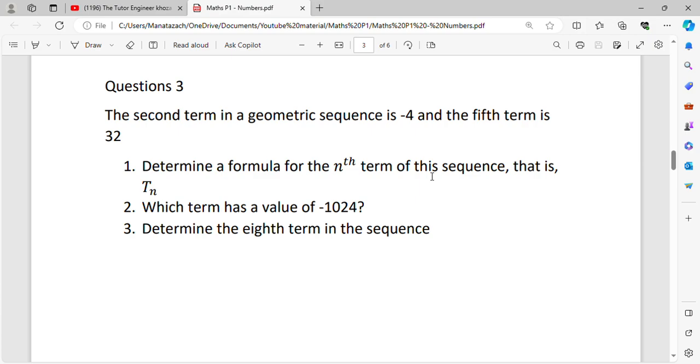We are continuing with our number patterns lessons. We'll be doing geometric sequence and simultaneous equations. So let's start with today's lesson.